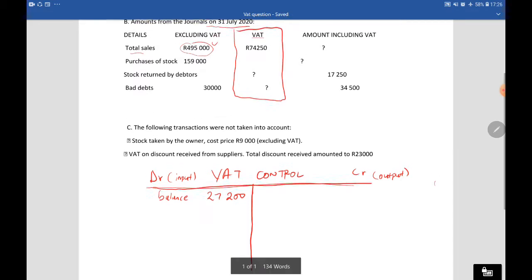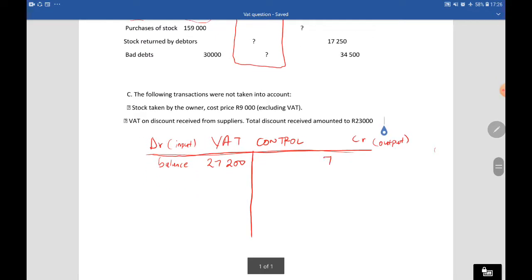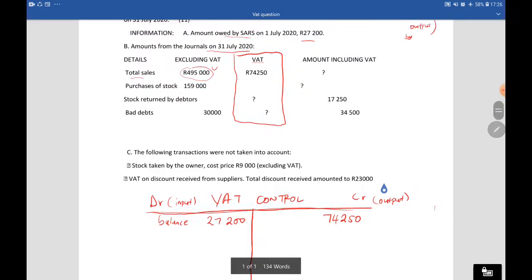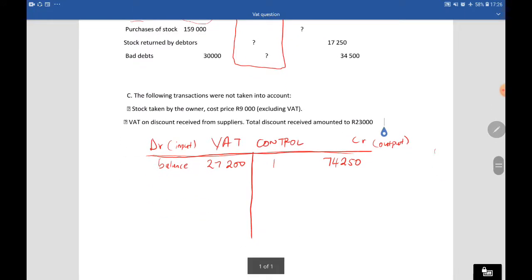Therefore, what are we going to write here? 7,250. That's what we are crediting. We are crediting our VAT output. What is the contra account? I will be debiting. It will be bank. It will be bank. Right?